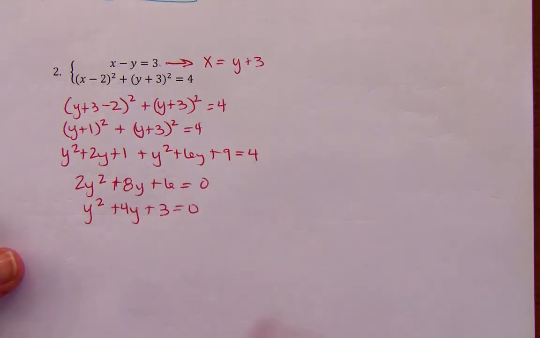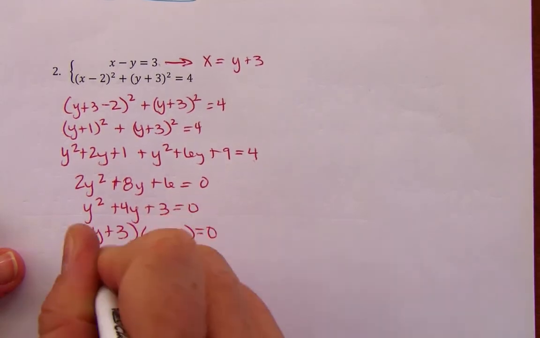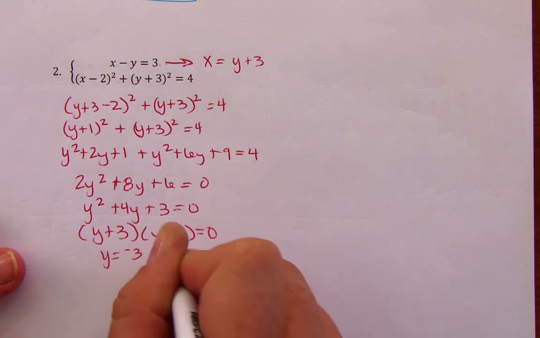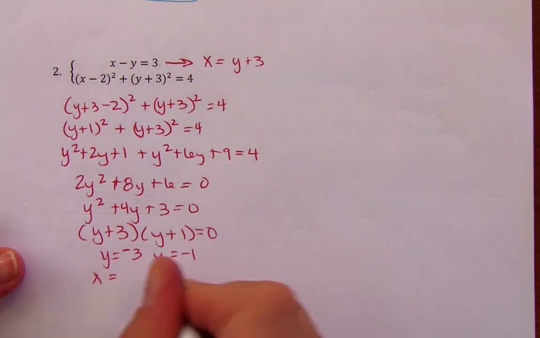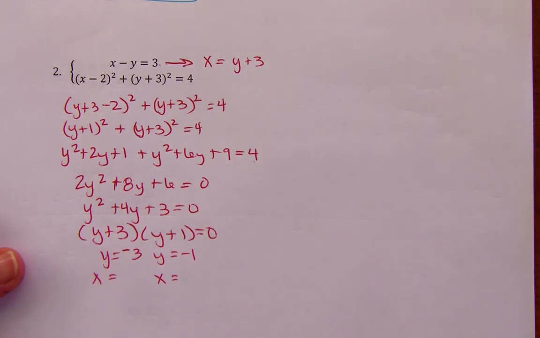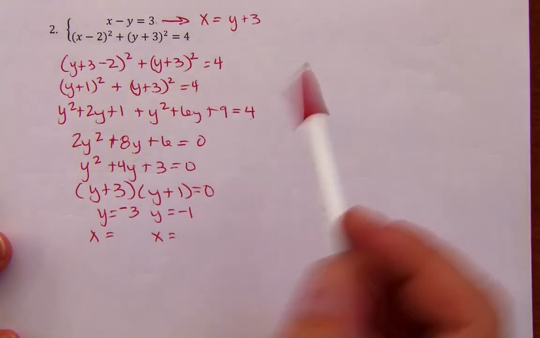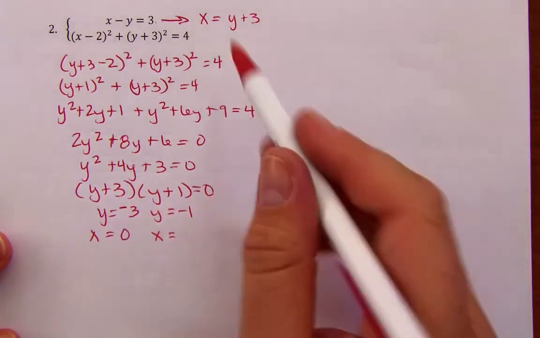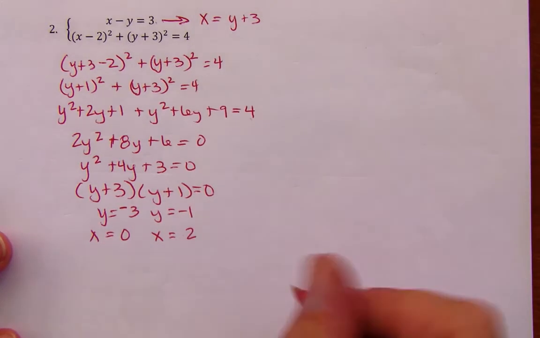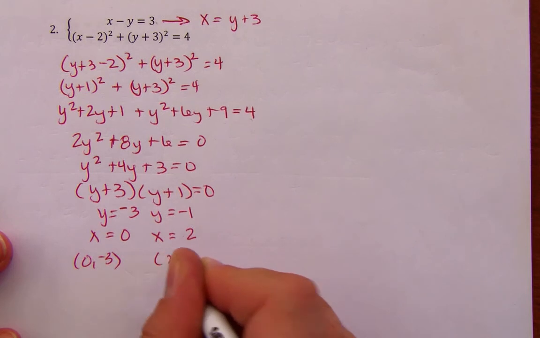And then we divided by 2, and now we can factor, and we have (y plus 3) and (y plus 1) equals 0, so y equals negative 3 and y equals negative 1. And now we need to find the corresponding x values. Okay. Now, when we find those corresponding x values, we have an equation here. So plugging in negative 3, plus 3 is going to be 0, and then negative 1 is going to give us 2. So we have the point 0, negative 3, and we have the point 2, negative 1. And now we need to check our answers.